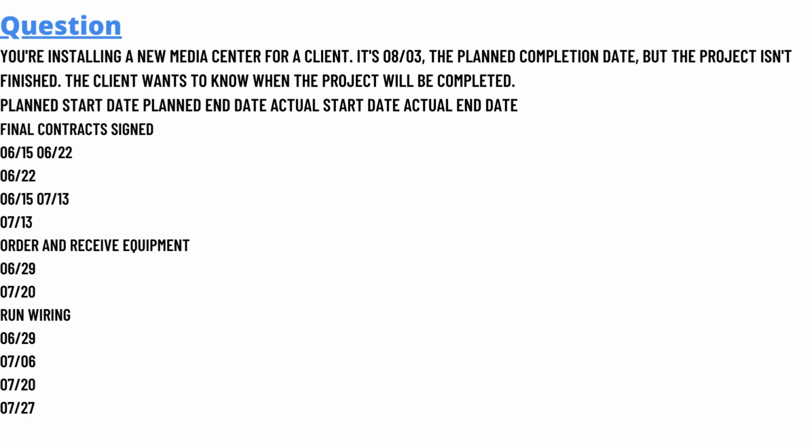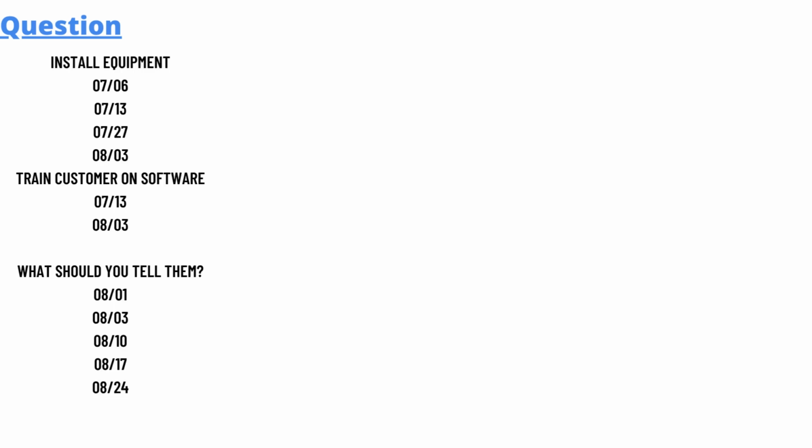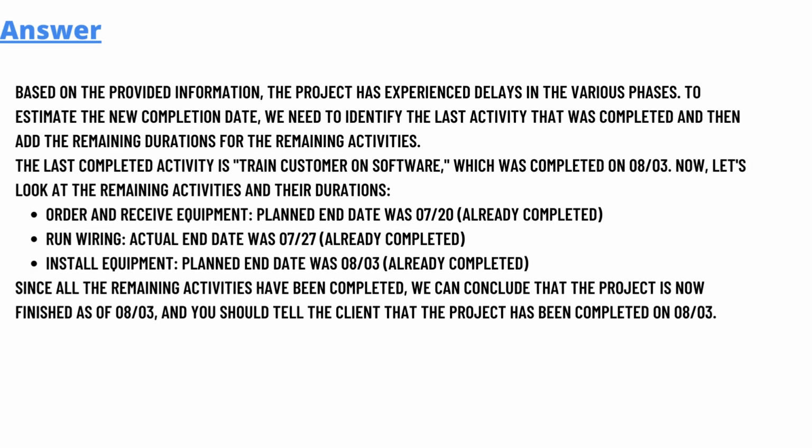So we have the planned start date, planned end date, actual start date, and actual end date. We have some dates here for the plans: contract signed, ordered and received equipment, run wires, installing equipment, and train customer on software. What should you tell them? We have some options for the final date: 08/01, 08/03, 08/10, 08/17, or 08/24.